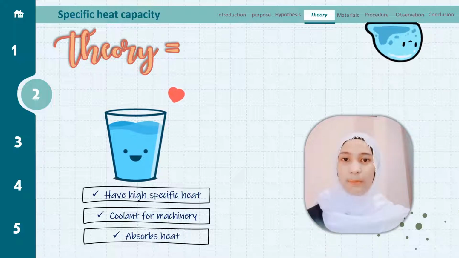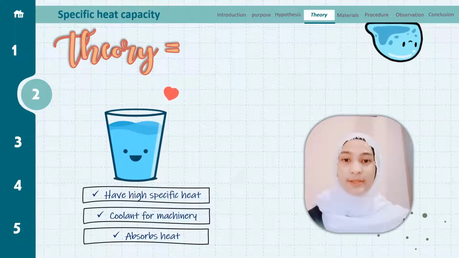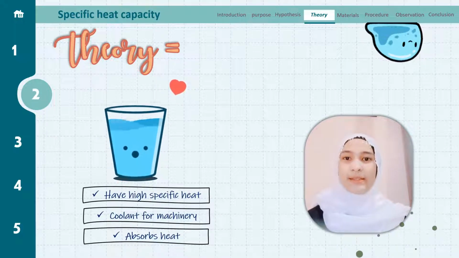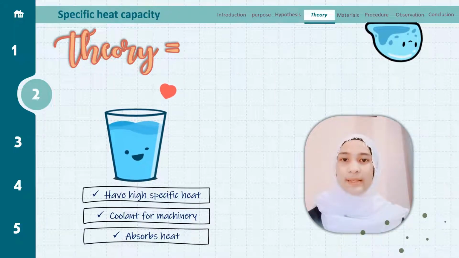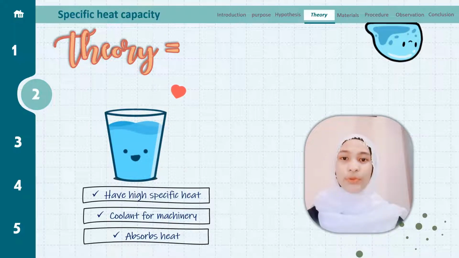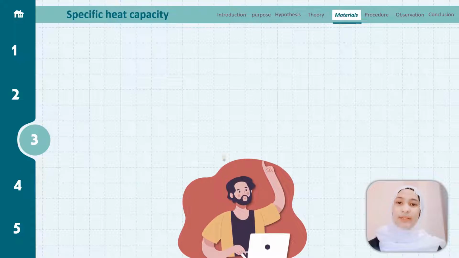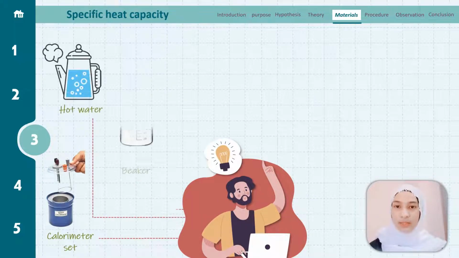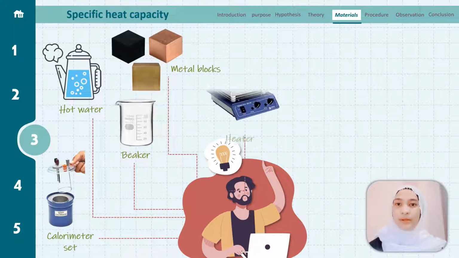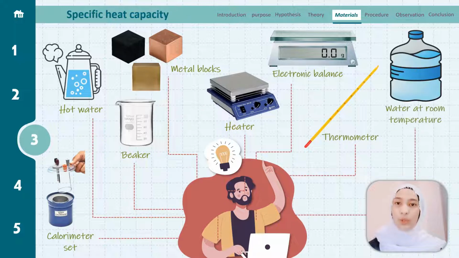Apart from that, coastal climates are much more moderate than inland climates because of the presence of the ocean. Water in lakes or oceans absorbs heat from the air on hot days and releases it back into the air on cool days. The materials used in this experiment are a calorimeter set, hot water, beaker, metal blocks, heater, electronic balance, thermometer, and water at room temperature.